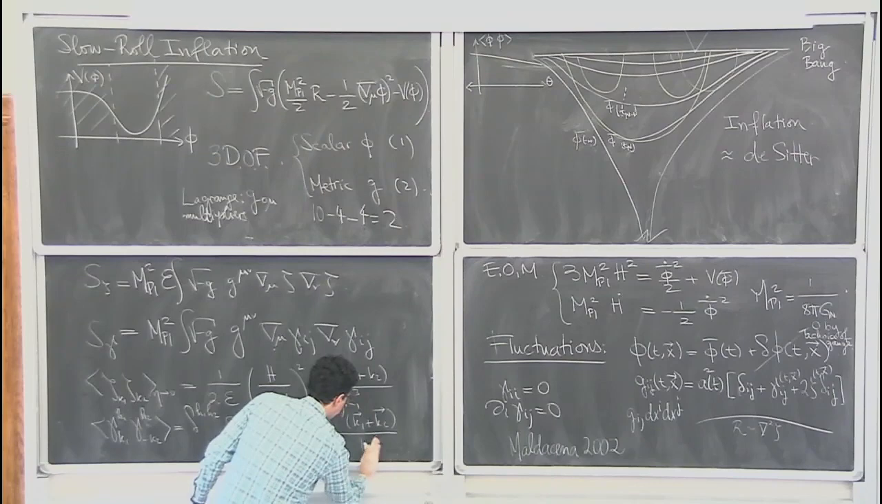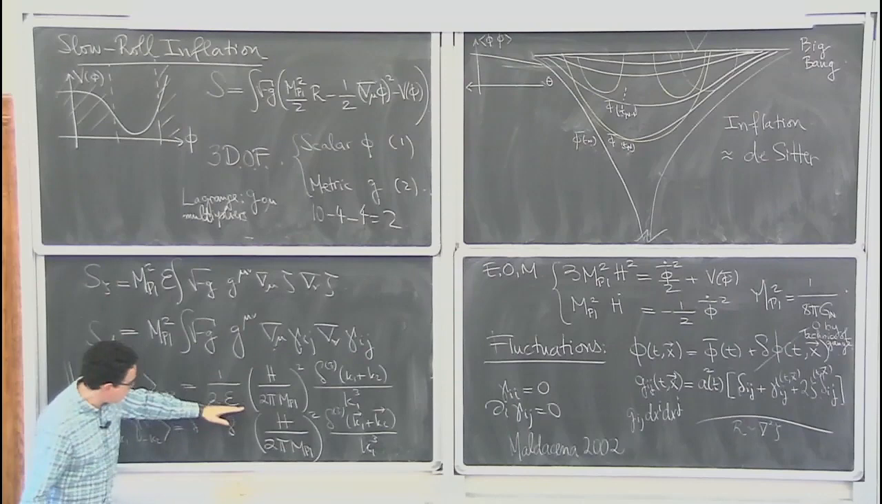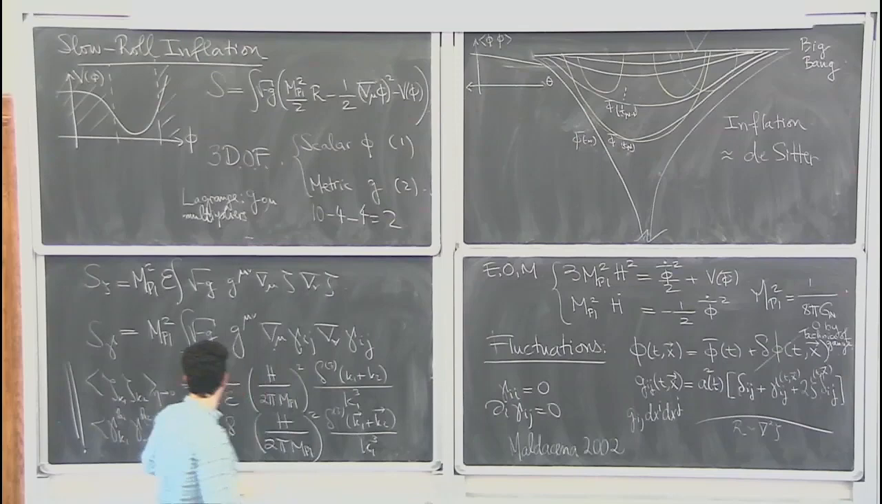K1 cubed. Okay. So this is the answer for the two-point functions. It's pretty much like a two-point function of a massless scalar field for the scalar fluctuation, for the graviton fluctuation, but the actual normalization up front is relevant, and it's encoding the fact that inflation is very much close to de Sitter space. And then you're seeing the longitudinal fluctuations before you're seeing the transverse fluctuations of the metric.